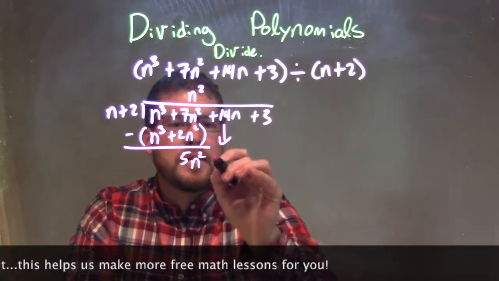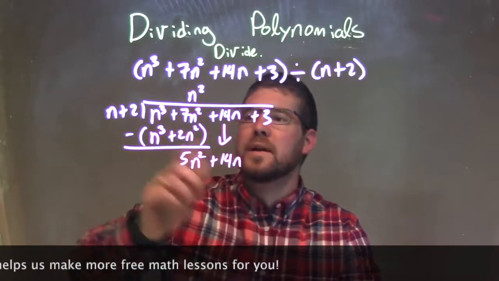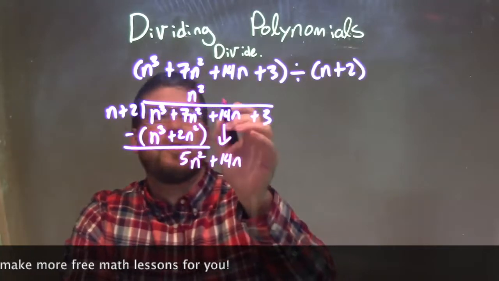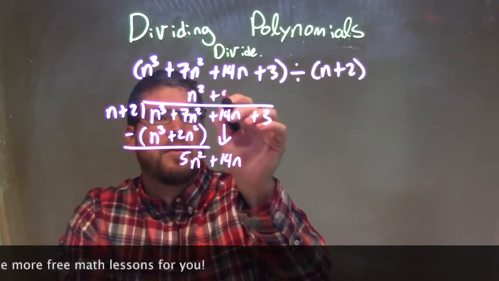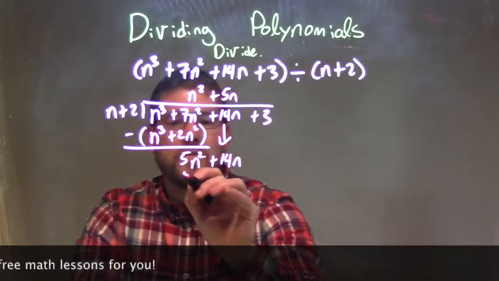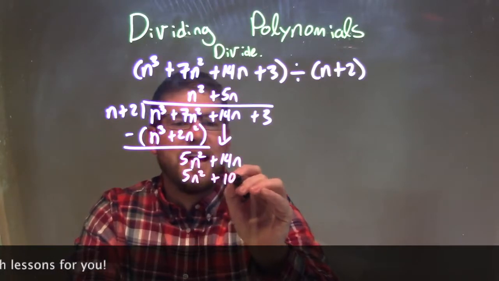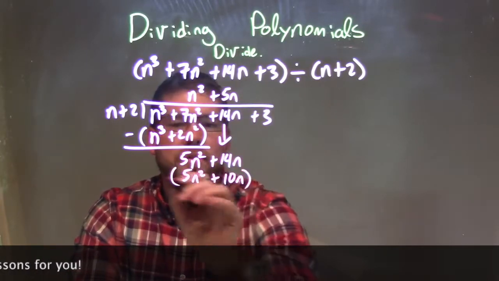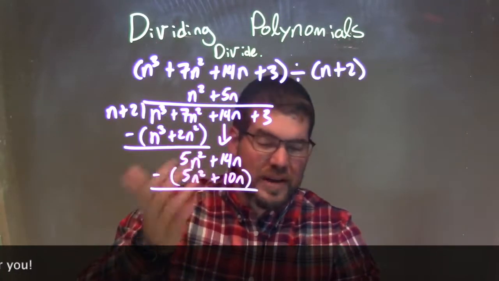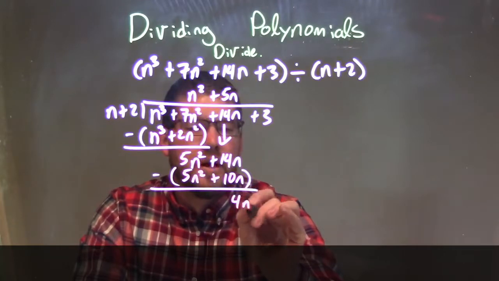Now I'm going to bring down the 14n. I'm going to do this again. What times n gives me 5n squared? Well, that's just 5n. So we have a plus 5n right here. 5n times n is 5n squared, and 5n times 2 is 10n. We subtract the 2. 5n squared minus 5n squared eliminates, which is 0, and it should. And 14n minus 10n is just 4n.